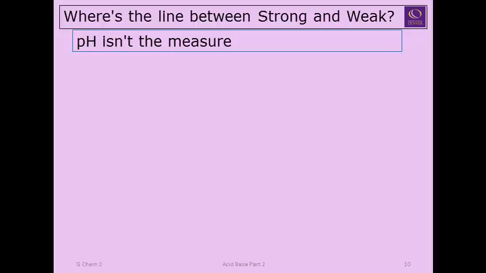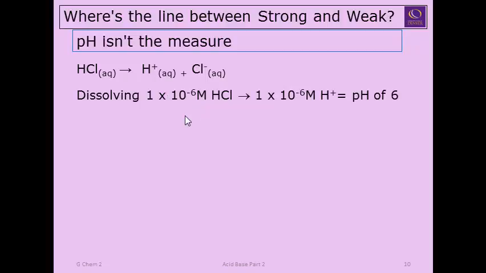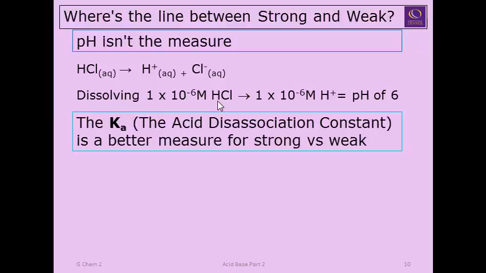So where's the line between strong and weak besides just a qualitative measure? If you want to measure it quantitatively, you don't use pH, because I certainly could take a very strong acid and dissolve very little of it, like in this example 1 × 10⁻⁶ molar. Then I have a very weakly acidic solution, but that's only because I dissolved very little acid. A better measure of whether something completely dissociates or not is the Ka, which basically is the equilibrium expression. And instead of just using K, we have the subscript A to mean the acid dissociation equilibrium expression.